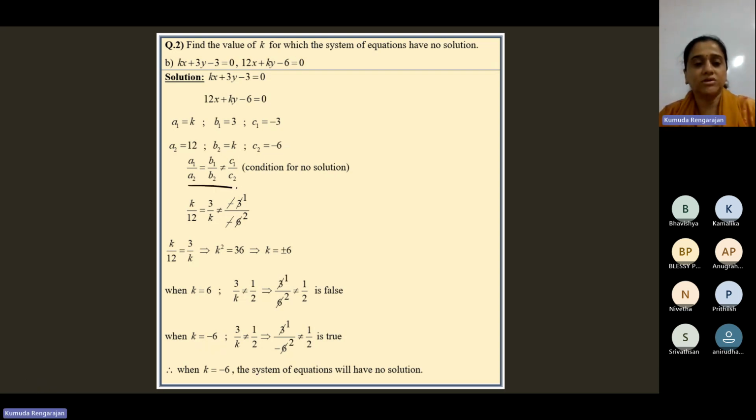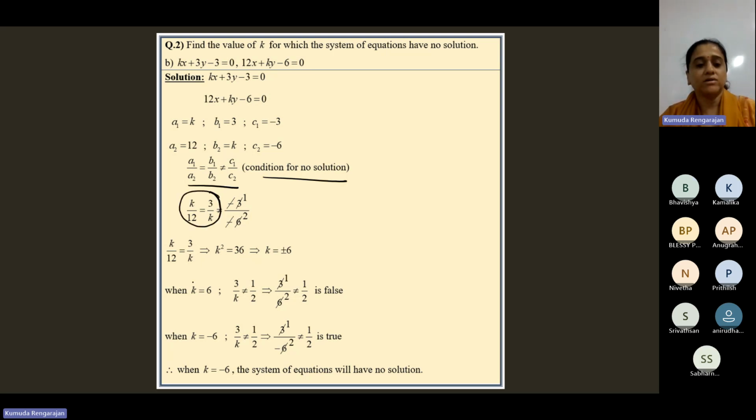So this is the condition for no solution. We substitute the values A1, A2, B1, B2, C1, C2. Okay, so now what do we have? k by 12 is equal to 3 by k is not equal to 1 by 2. Now the question is find the value of k. What should be the value of k? So equate these two. k by 12 is equal to 3 by k. Cross multiply. k squared is equal to 36. So k is equal to plus or minus 6.